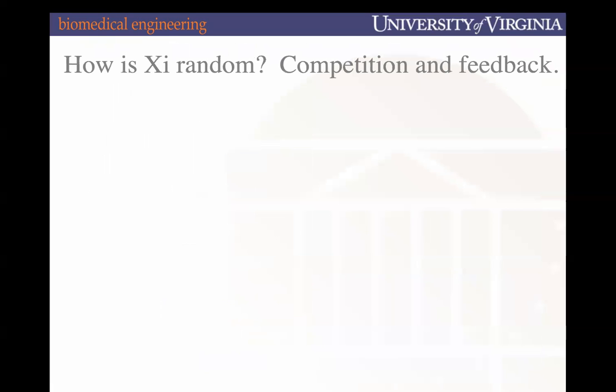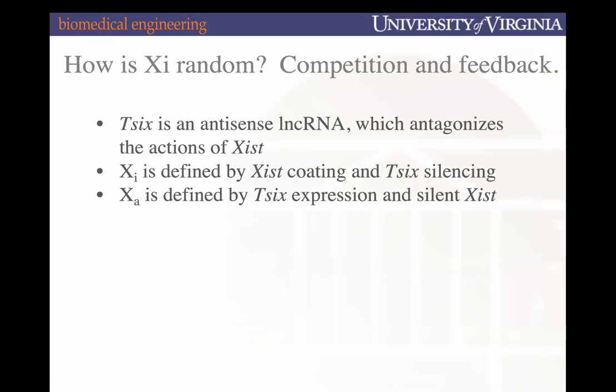Now, how is X inactivation random? There's an antisense long non-coding RNA called TSIX, just XIST backwards, that antagonizes the actions of XIST. So the inactivated chromosome is going to be defined by XIST coating all over it and the silencing of TSIX. XIST and TSIX antagonize one another. The inactivated chromosome silences TSIX and expresses XIST, and it's vice versa on the active chromosome.